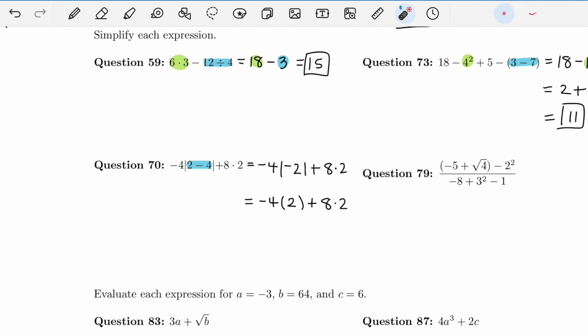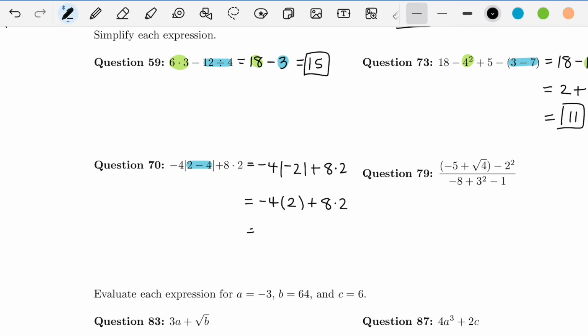Now, just like when we have a number on the outside of our parentheses here, we are multiplying it. Same thing with our absolute value, our grouping symbols here. This is negative 4 times the absolute value of 2 minus 4. So we'll get negative 4 times 2. This will be negative 8 plus 8 times 2, which will be 16. So this will give us positive 8.